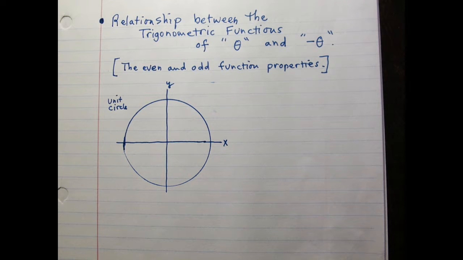Now we're going to talk about the relationship between the trigonometric functions of an angle theta and minus theta. Sometimes these are called the even and odd function properties. And this is really, really important.